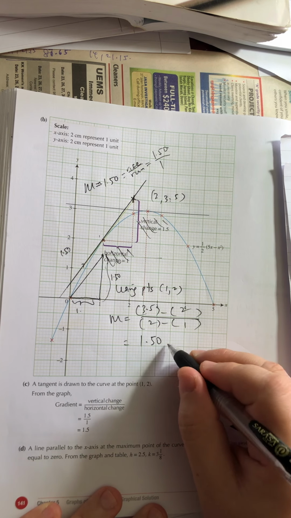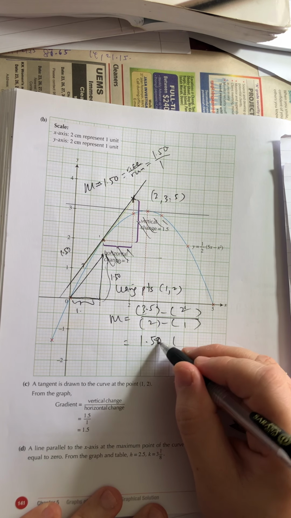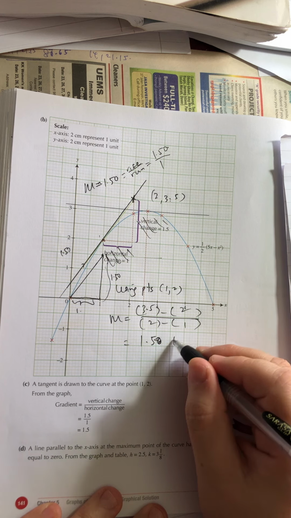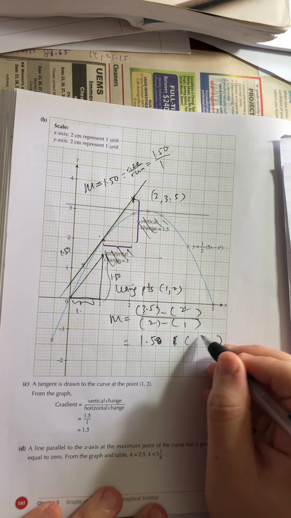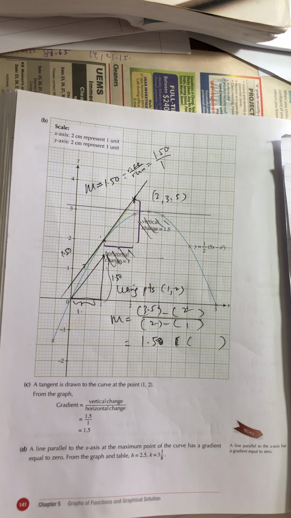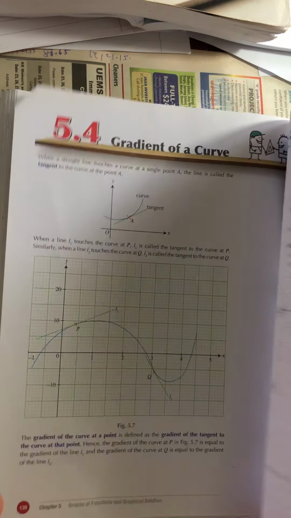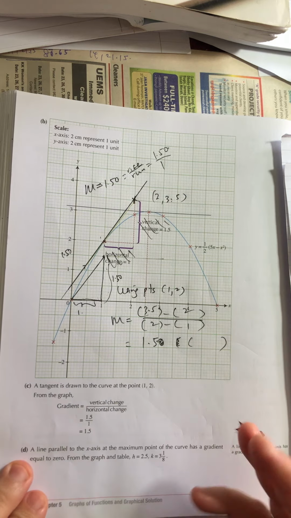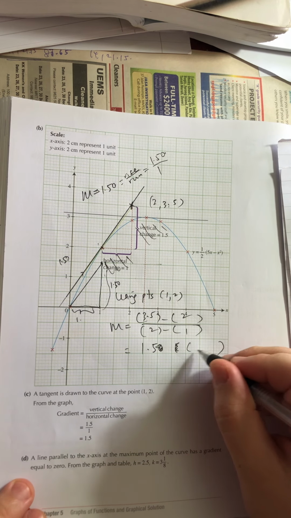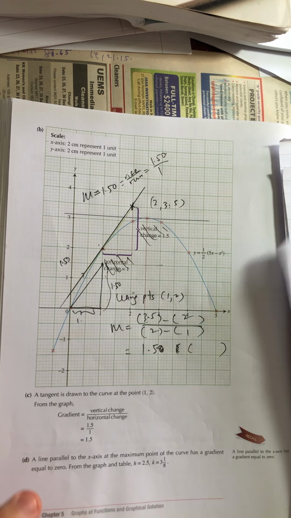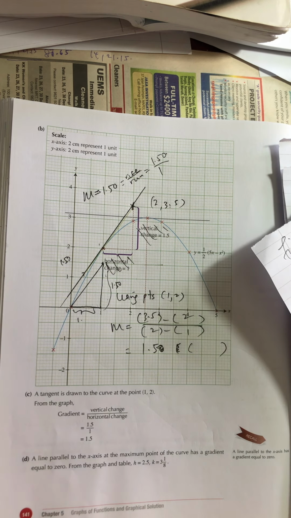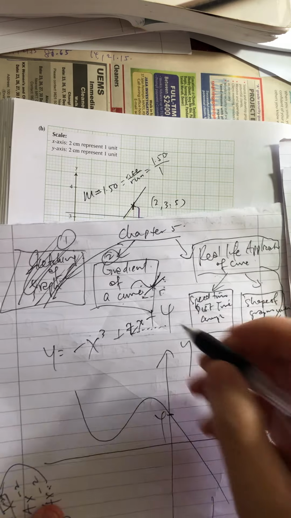Okay, 1.50. It's exactly 1.5. In this case, there's no 3SF. But if there is a 3SF, which in most cases there is, then you just round it off to 3SF. This is a textbook example, so they made it very simple. Most of the time it will be 3SF. I hope that clarifies this section on gradient of a curve.